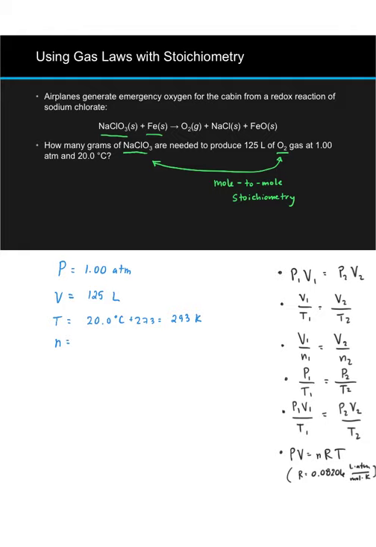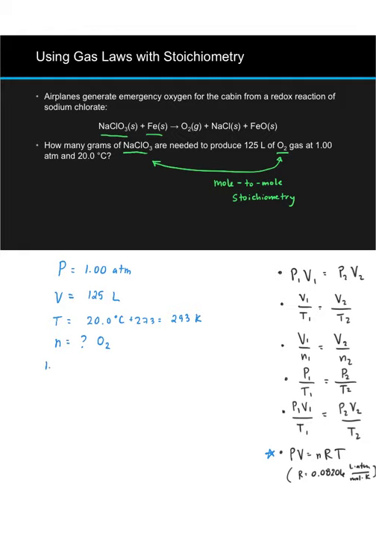We need to know implicitly that to figure out the answer to this question, we need to know the number of moles of oxygen gas. Because that's a gas, and because we know something about pressure, volume, and temperature, but need number of moles, our ideal gas law is most suitable to this problem.